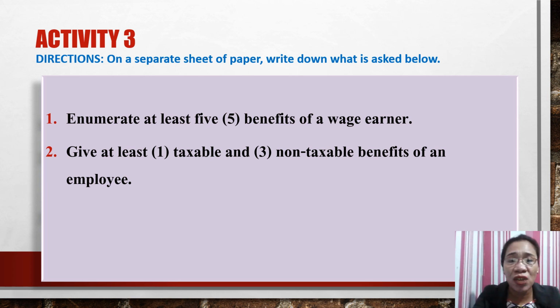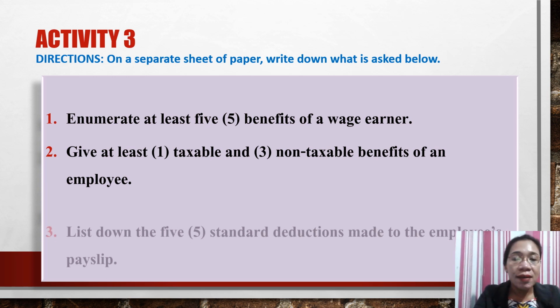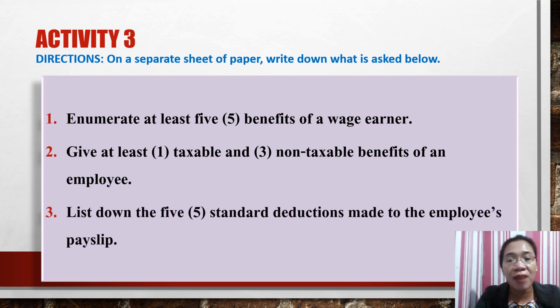Kanina, binanggit ko yan kung ano yung taxable at ano yung non-taxable. So, kayo nang bahala dyan. Next is list down the 5 standard deductions made in the employee's payslip.